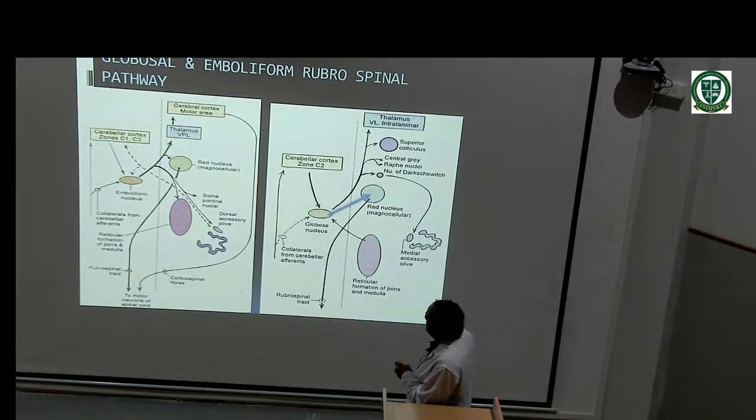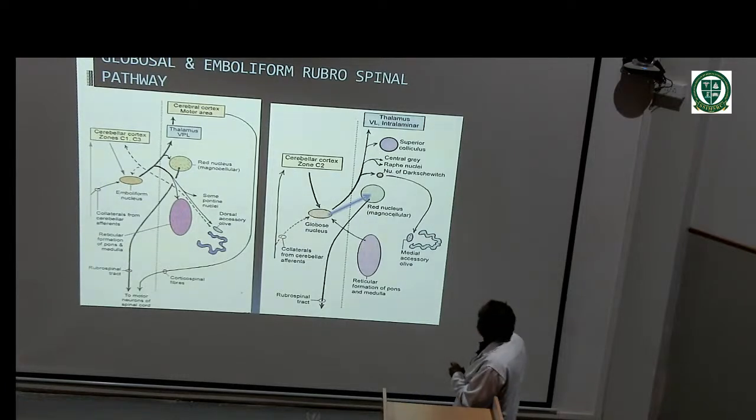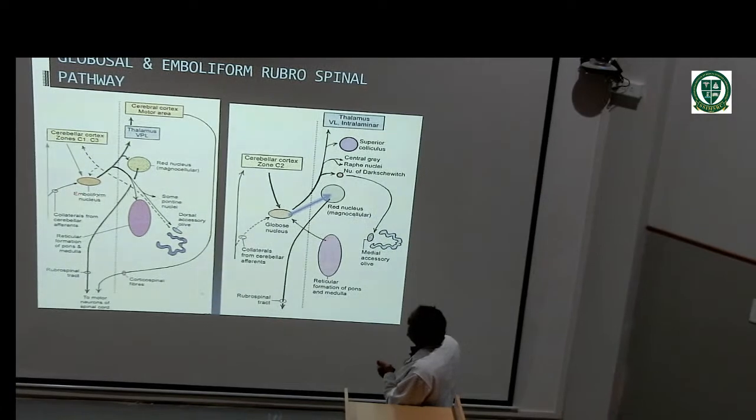So in this you can see, this is the emboliform nucleus and this is the globus nucleus. You can see here some of the fibers, they will end in the red nucleus, and they will cross to the opposite side. That means they will go to the same side of the emboliform nucleus, and they will end in the motor neurons of the anterior horn cells of the spinal cord. So this is one pathway, globus rubrospinal pathway. This is globus and this is emboliform rubrospinal pathway.